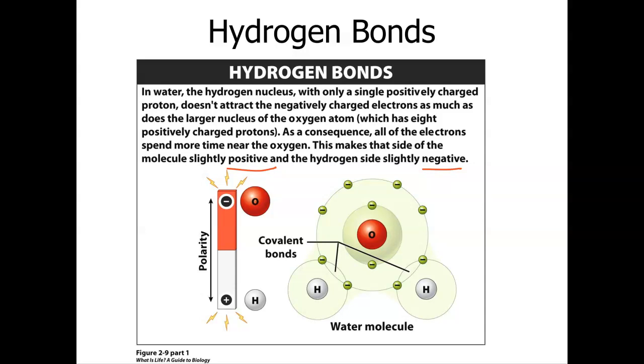So looking at the bottom sentence, it should be, this makes that side of the molecule slightly negative for the oxygen, and the hydrogen side slightly positive. And so they flip those. Since this was done by the publisher, I can't go in and edit it.